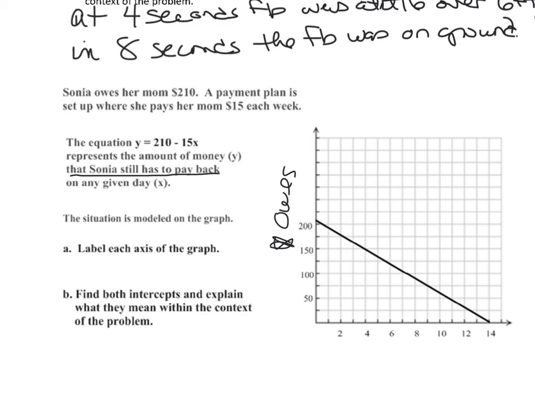Okay, and it says on any given day, x. All right, they've got x up here. Is x day? I think they made an arrow here because it's $15 a week. She's not paying $15 a day. So this should say at any given week. All right, because you would plug in the week for x, not the day. So this down here is going to be week. Okay.